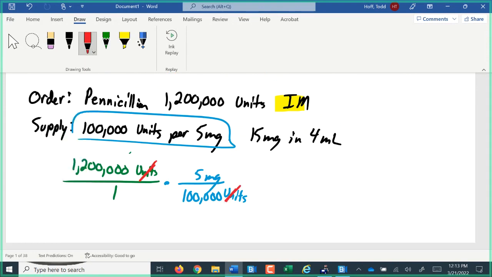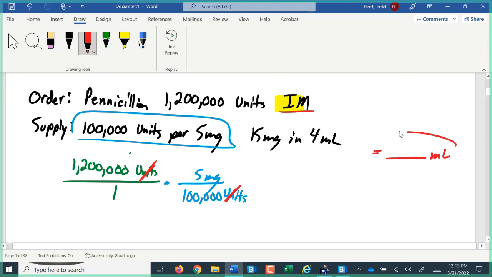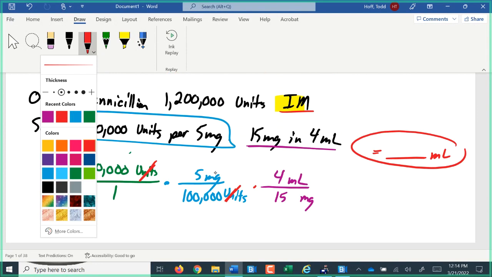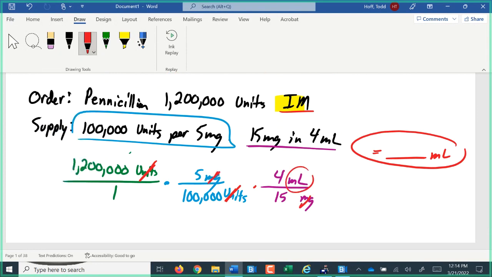We're in milligrams. Well, we need to get to milliliters, because this is intramuscular, it's an injection. Injection, of course, is going to be measured as fluid, as milliliters. We need to get rid of milligrams, so I'll put them on bottom. We have 15 milligrams per 4 milliliters. Now the milligrams cancel out. The only units we have left is milliliters, and that's what we want. Now we can calculate this out.